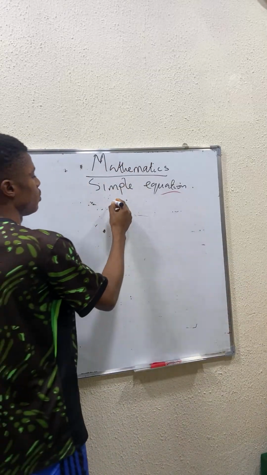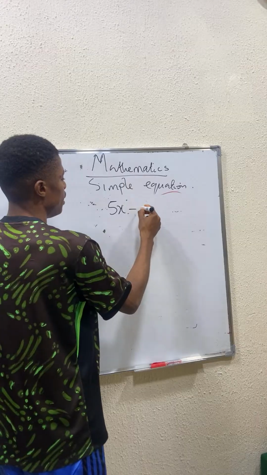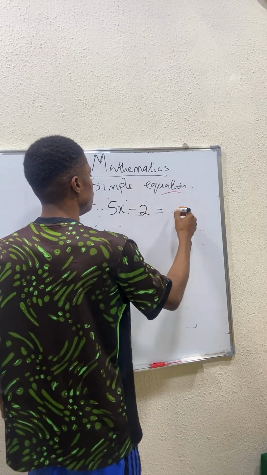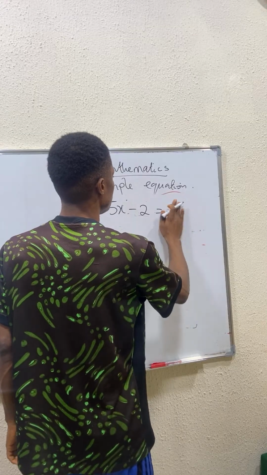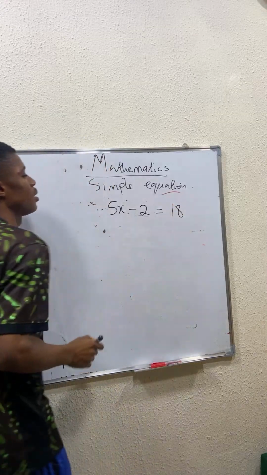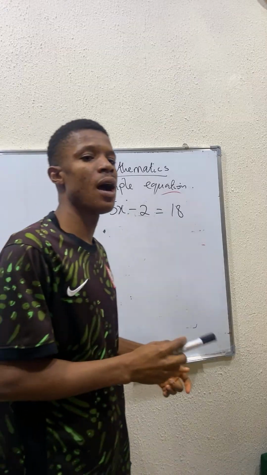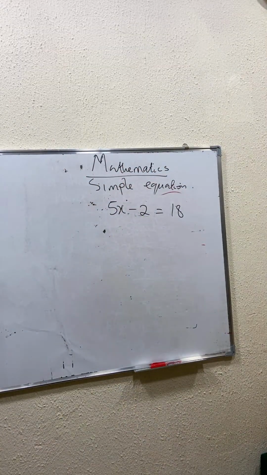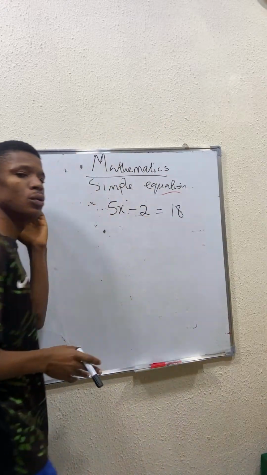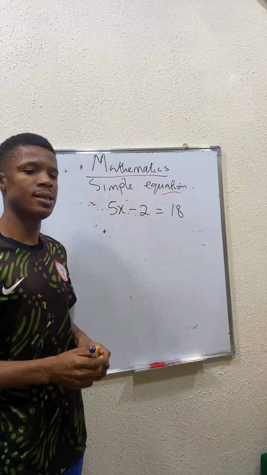Let's look at the next one. We have 5x minus 2 is equal to 18, for instance. Okay? We are told to find the value of x. Please, you don't need to write. We are told to find the value of x when we have that 5x minus 2 is equal to 18.